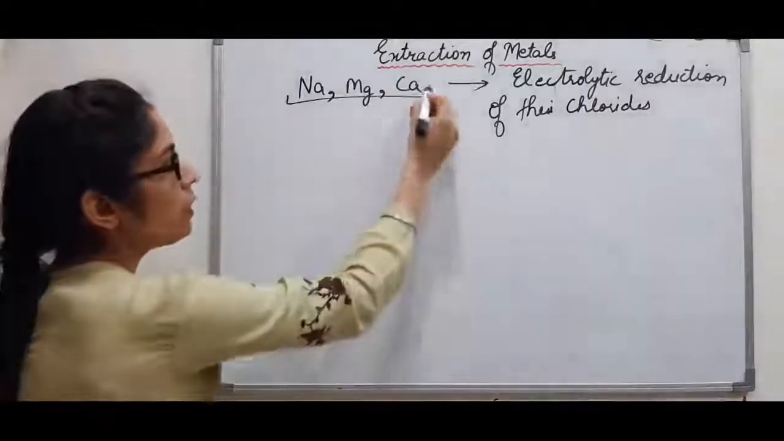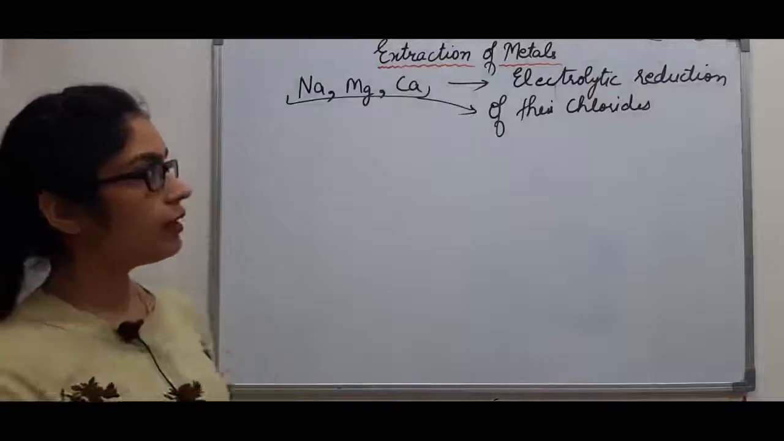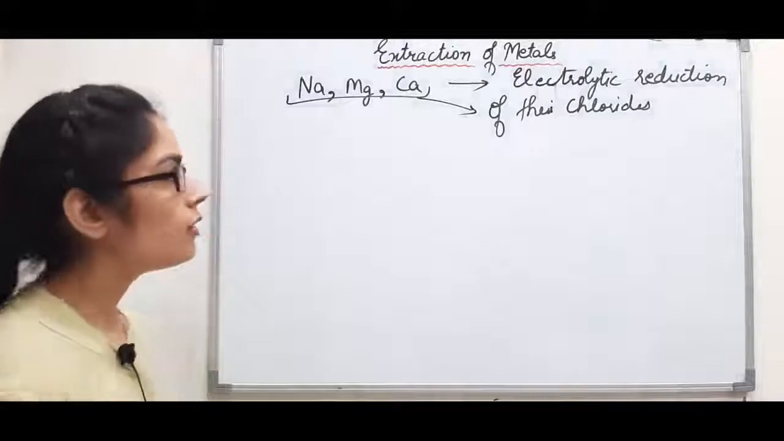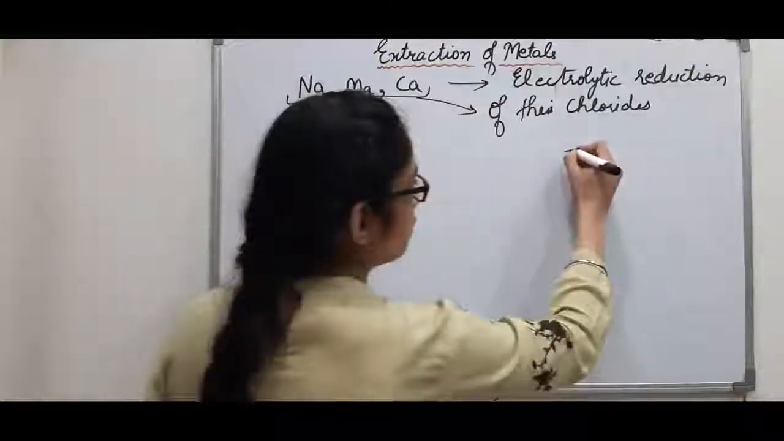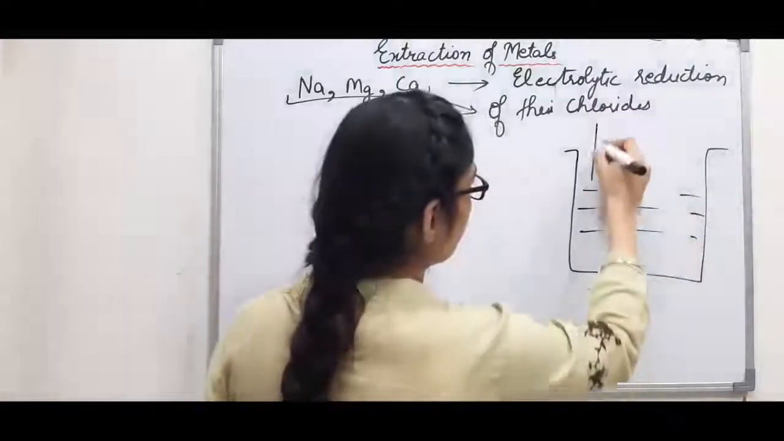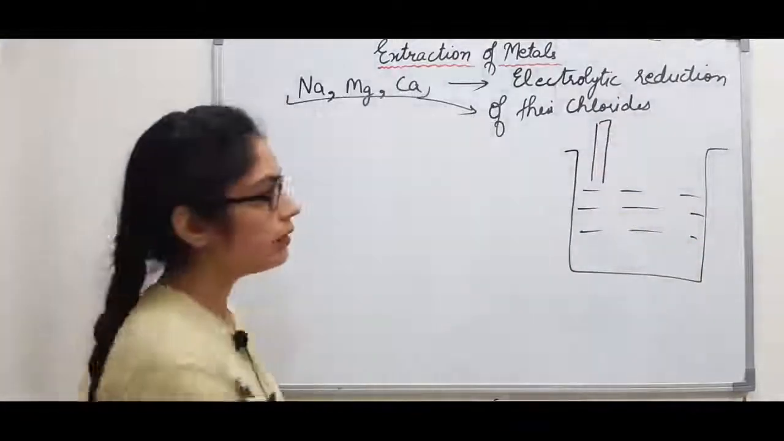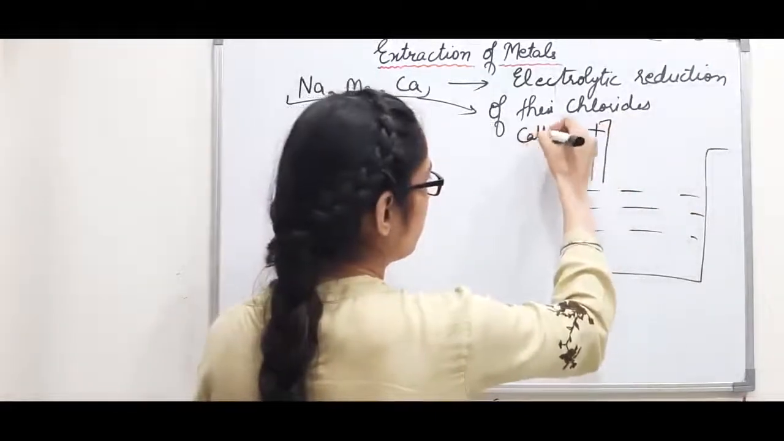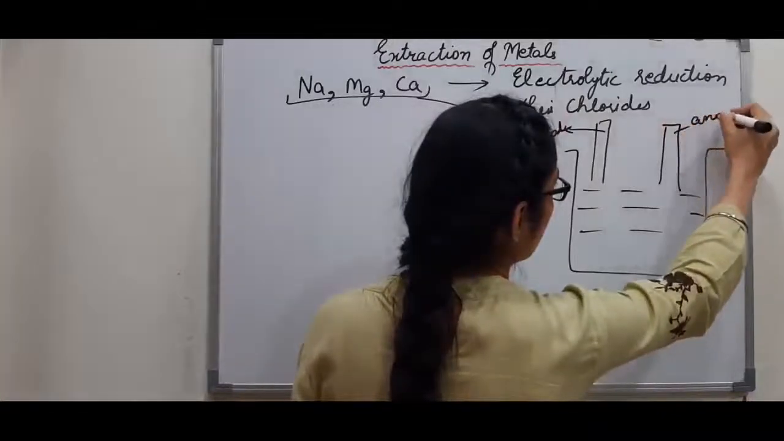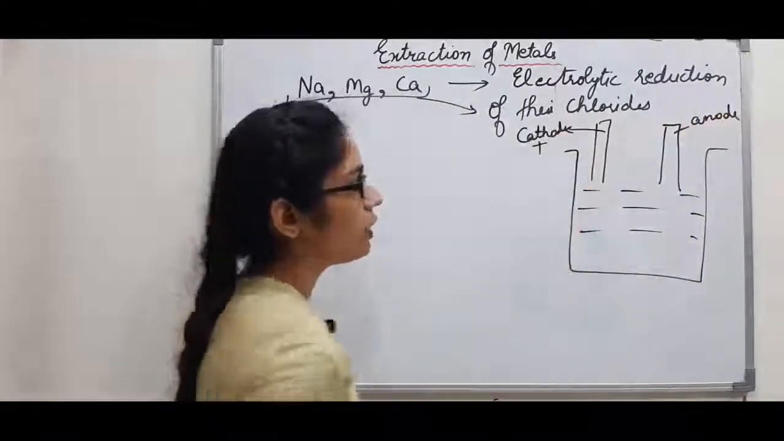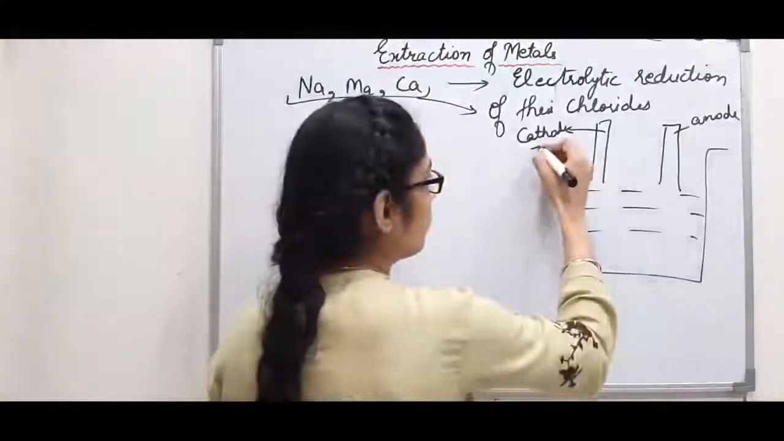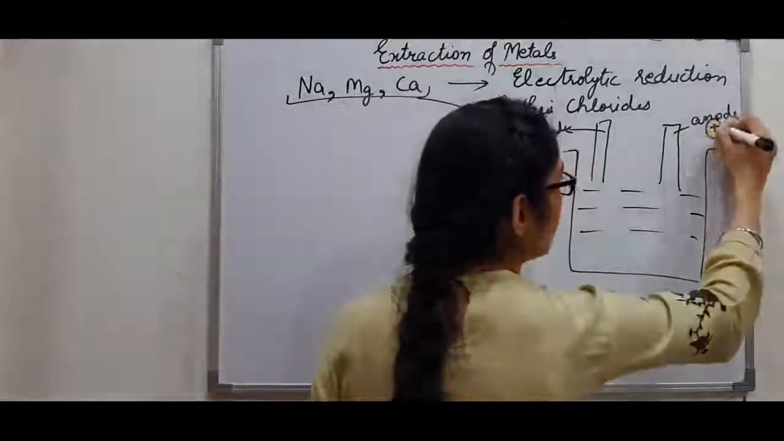So for these three, electrolytic reduction of their chlorides, and for aluminium, electrolytic reduction of its oxide. Something like this we have. Here two electrodes are there. The first one is the cathode and the second one is the anode. The cathode is a negatively charged electrode, and the anode is a positively charged electrode.